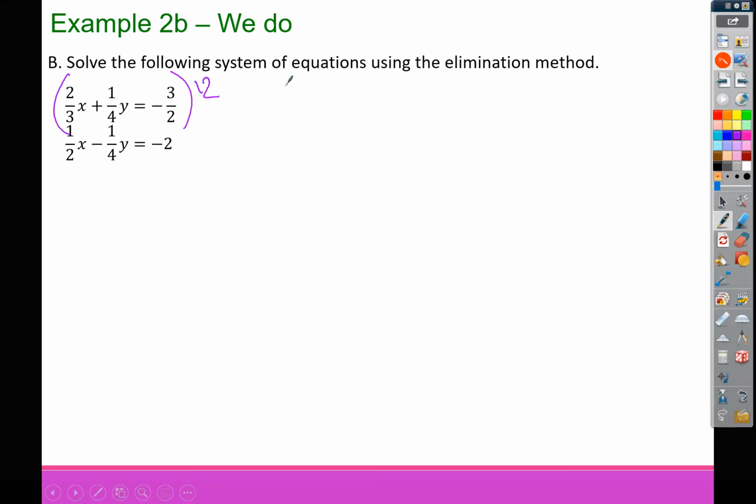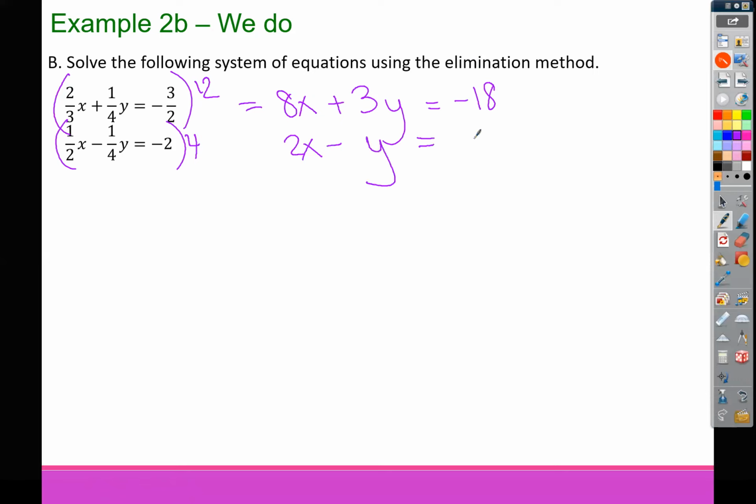I would get 24 over 3 is 8. 12 over 4, 3. Negative 36 over 2 is negative 18. That's the first one. The second one, what am I going to multiply by to get rid of the fractions? 4. So 1/2 of 4 is 2. 1/4 of 4 is 1. Negative 2 times 4 is negative 8. Now we have something that's a lot easier to deal with.